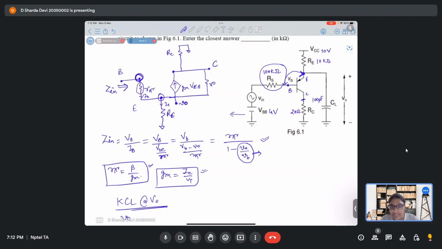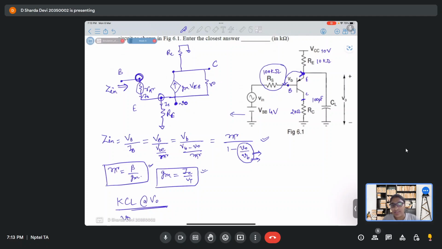This RC is there, the RE is there, and your V out is at this point. This is the problem. Your V out is also at this point. So because of all these, when we are solving, you will realize that the term that comes out is a very complex term, and we'll see how it comes out. Then maybe it will give you a clear picture.